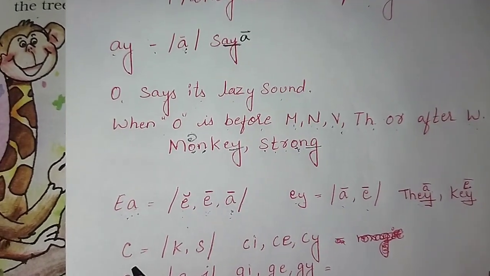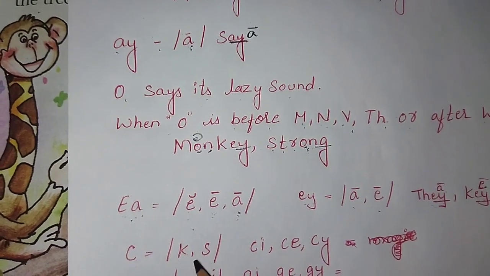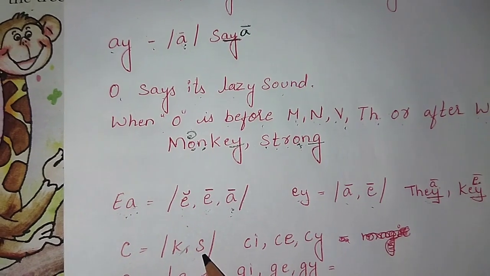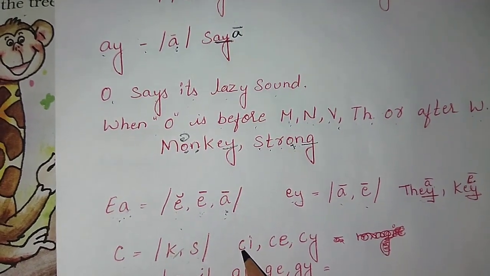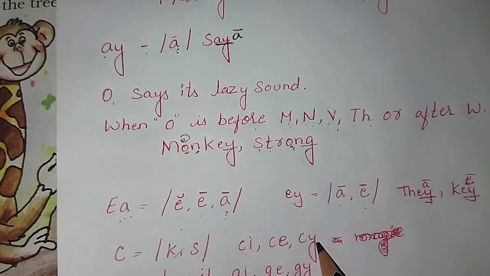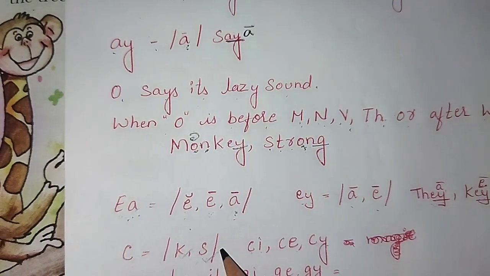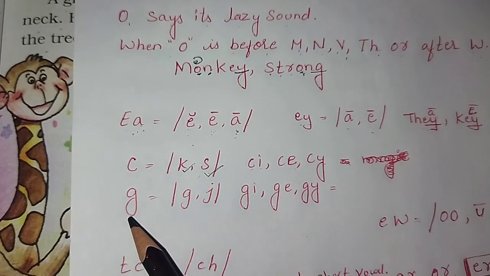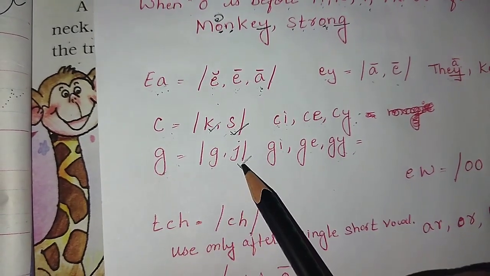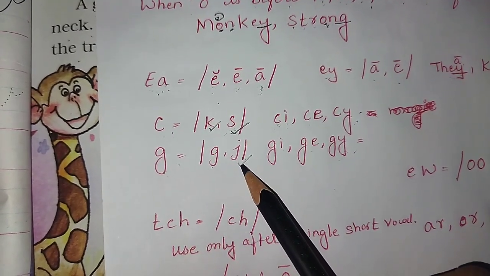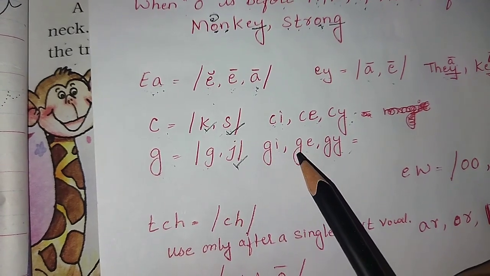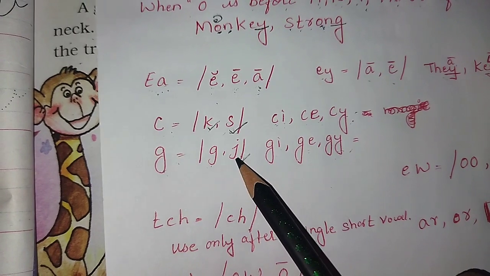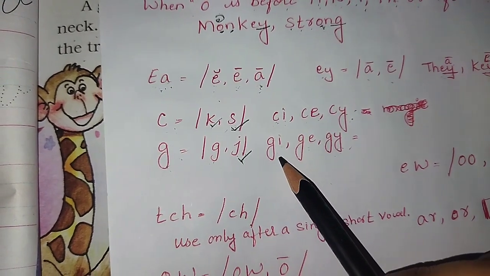Next, the letter C has two sounds. The first sound is K, the second sound is S. When letter C is followed by I, E or Y, letter C will say the sound of S. Same like that, the letter G has two sounds, G and J. When G is followed by I, E or Y, G will tell the sound of J. But there are a few exceptions in this.